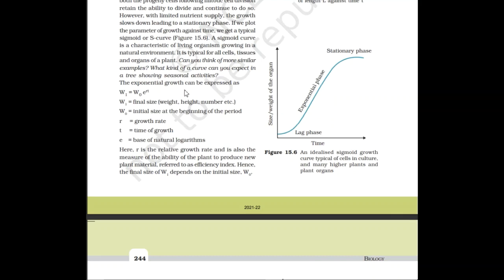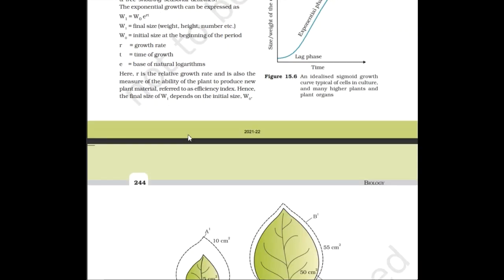The exponential growth can be expressed as W1 = W0 e^(rt). W1 is the final size, weight, height, number, etc. W0 is the initial size at the beginning of the period. r is the growth rate, t is the time of growth, and e is the base of natural logarithms.